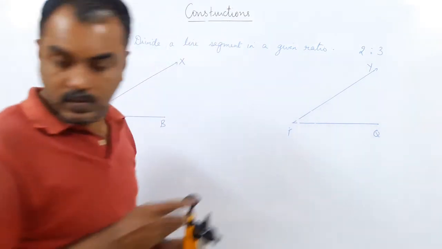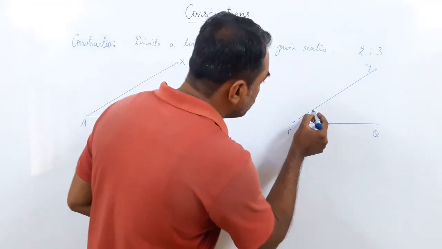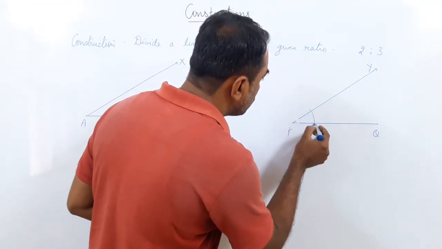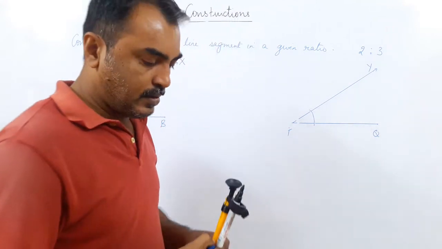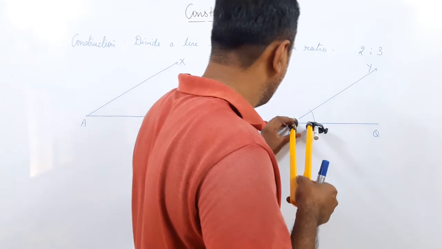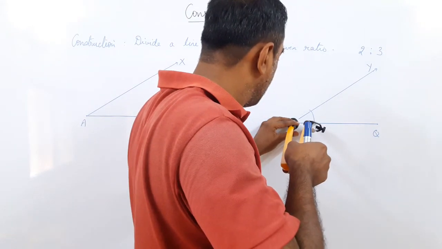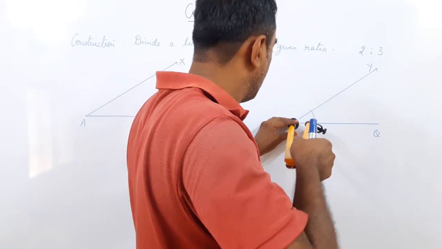It is not visible, so I will draw it again. This is the arc I get. Then at PQ also, sorry, I cannot change the angle. The angle should remain the same.